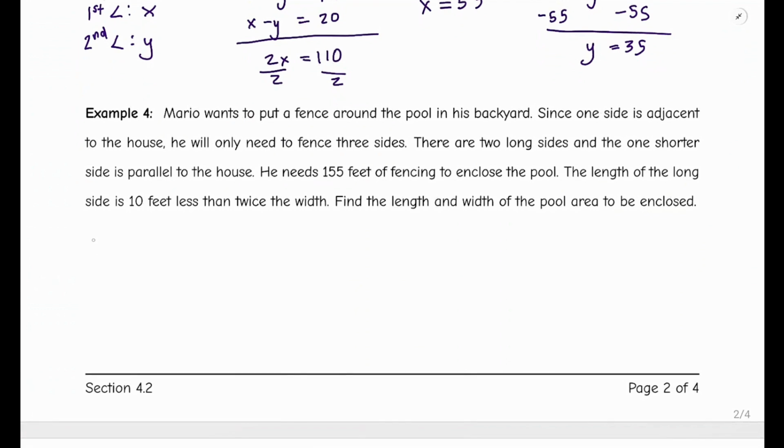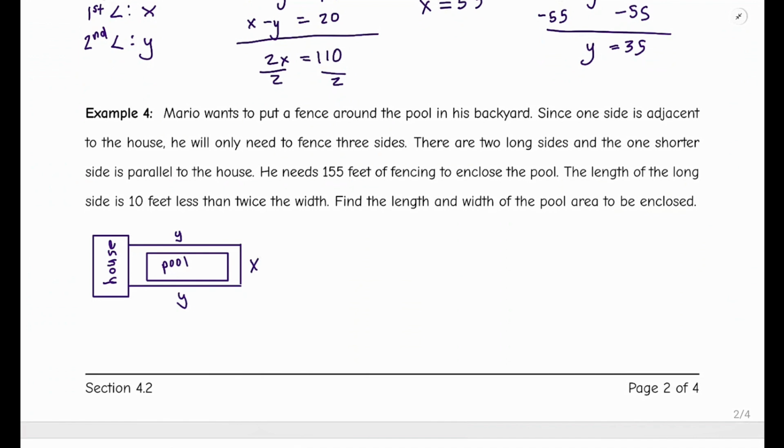So we have the house. Then we have a fence off of the house with only 3 sides, and we're told the short side is parallel to the house. So that's the short side. And inside here, we have a pool. There we go. Let's call the long side Y and the short side X.